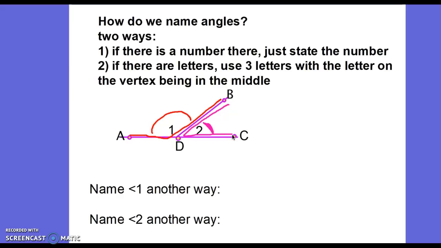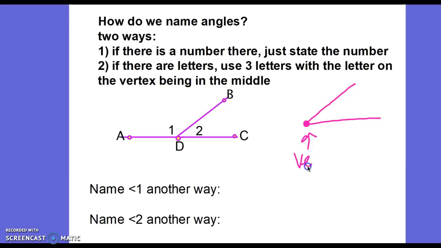But if those numbers weren't there, then what we would need to do is use 3 letters. When you use 3 letters to name an angle, you always put the vertex letter in the middle. What do I mean by vertex? Well, an angle has 2 sides that come together at a common point, and that common point is called the vertex. These 2 sides are called rays because they have an endpoint and they keep going forever in the opposite direction.